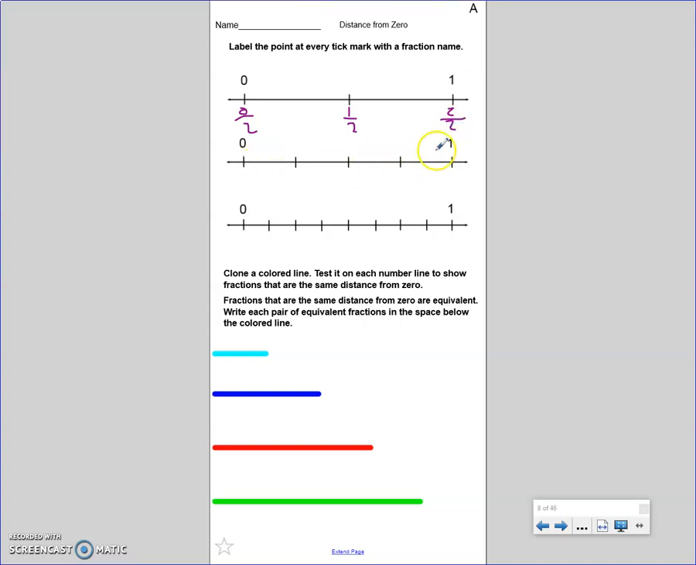Look at this next number line. Again, the unit is from 0 to 1, and this is broken into 1, 2, 3, 4 parts. So here is 0/4 and 1/4 and 2/4 and 3/4 and 4/4.